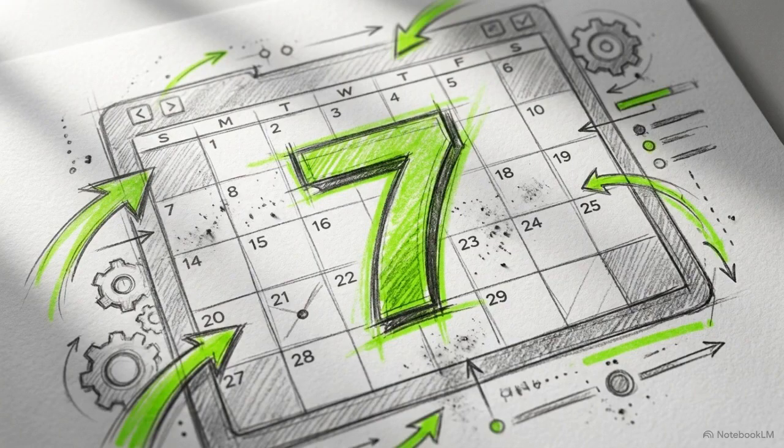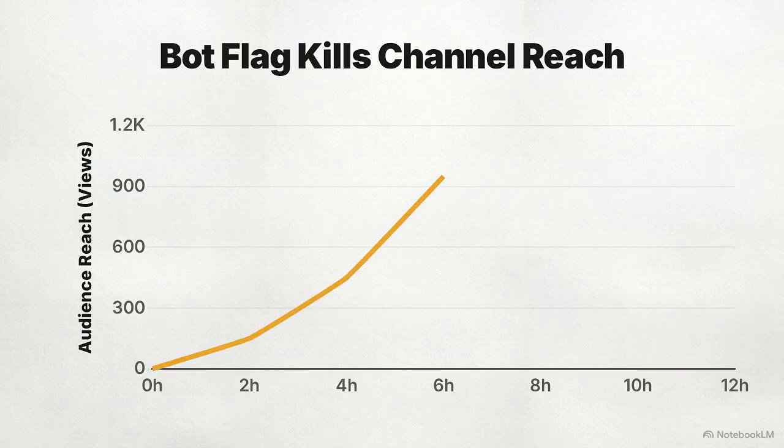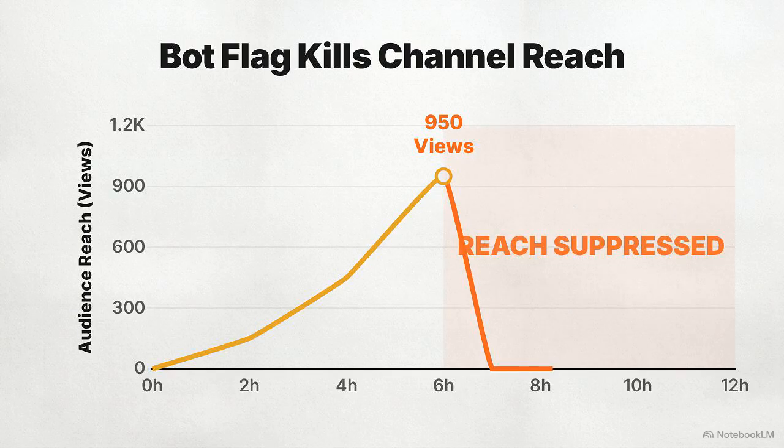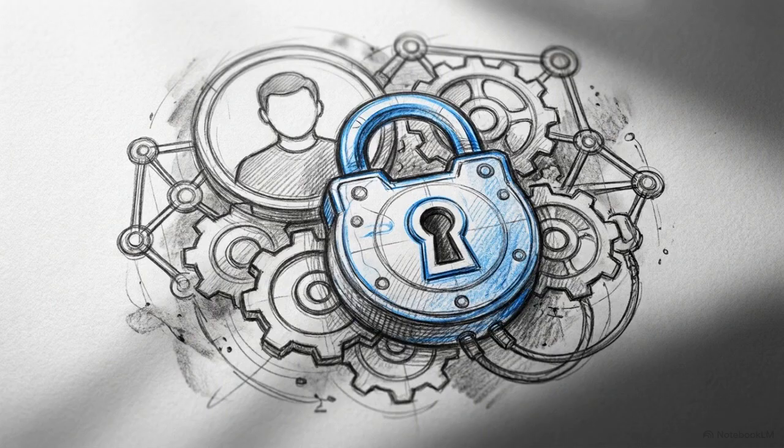Before you generate a single asset, you must verify your account age. If your YouTube profile is less than 7 days old and lacks a basic watch history, the platform's spam filters will categorize the channel as a bot and suppress your reach. Access to sophisticated AI tools is ineffective if you fail to clear the platform's basic security and account longevity checks first. Once the account is secure, the focus shifts to topic selection.